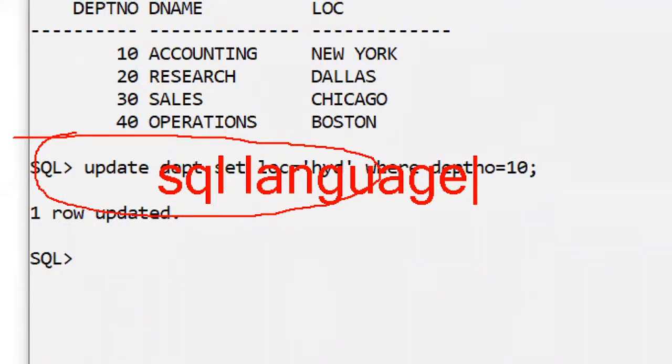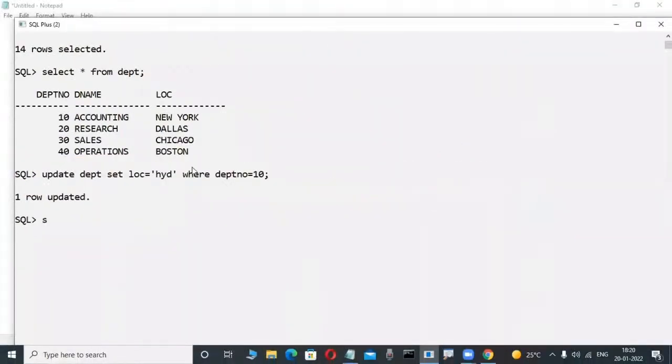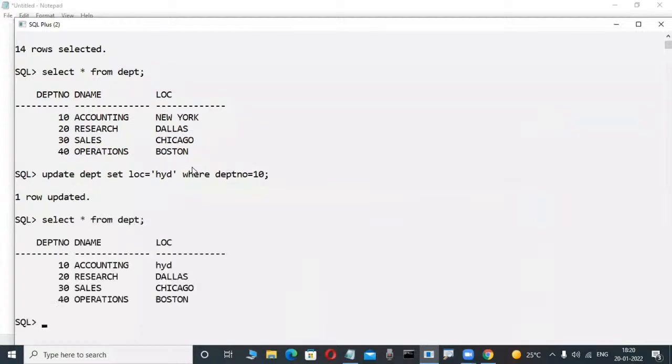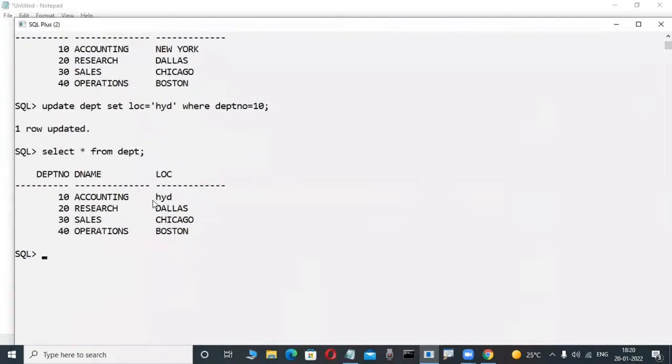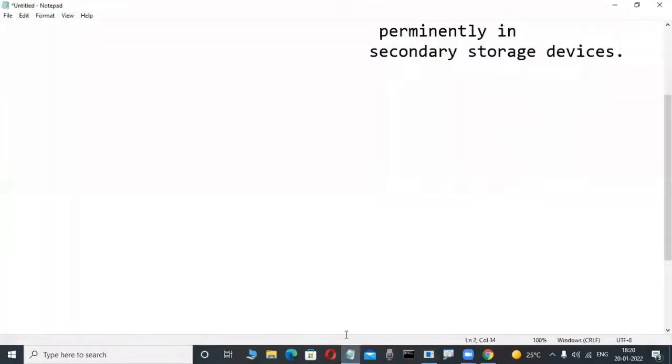Now observe it here. Once we write this type of coding, which is called the SQL language, it is automatically reflected in your database. In the previous case New York was the location, but in this case Hyderabad is the location. Yes. That's why always observe it here.